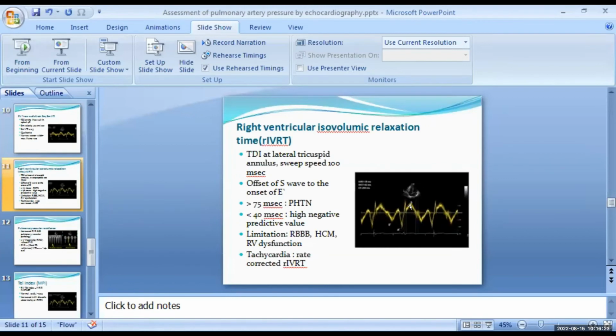The limitation of this method is in presence of RBBB, HCM, and RV dysfunction that may cause the increased relaxation time. This method is not reliable for assessing pulmonary hypertension. In case of tachycardia, rate corrected IVRT should be done. That is RVIRT divided by square root of RR interval in ECG.